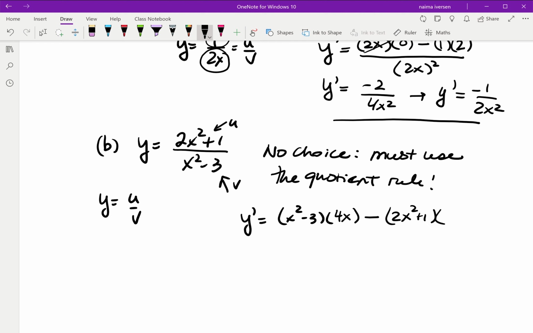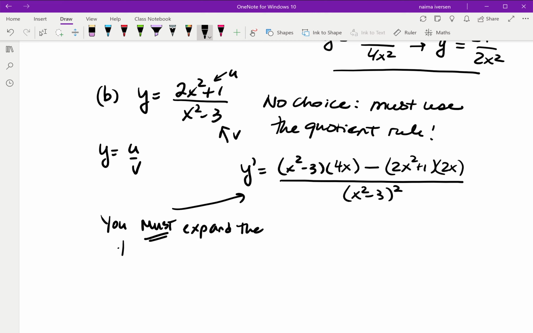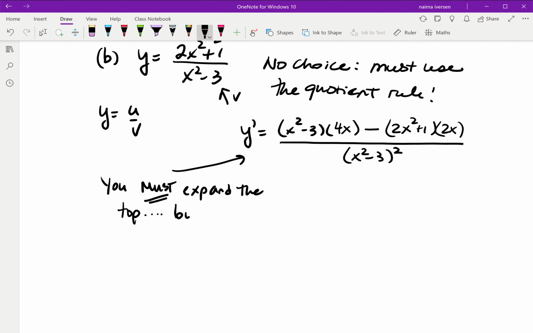The derivative of x squared is 2x. The derivative of minus 3 is 0. All divided by the bottom function, x squared minus 3 squared. So when you deal with something that looks like this, you must expand the top, if possible, right? If you can collect like terms and all that kind of stuff, you have to do it. But don't expand the bottom.